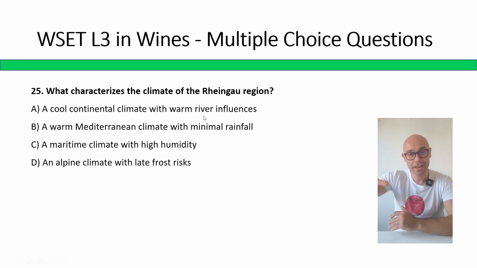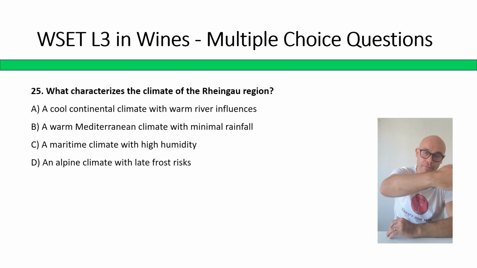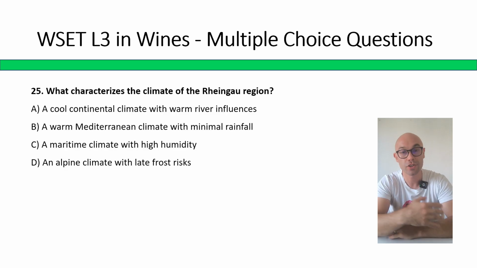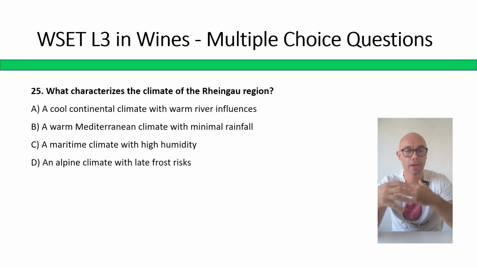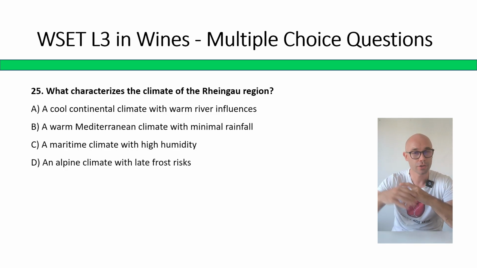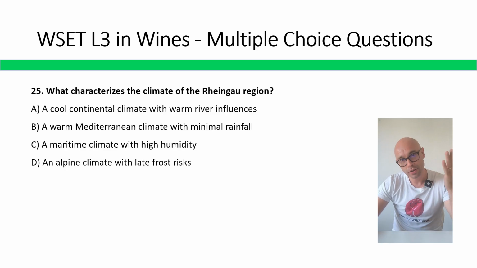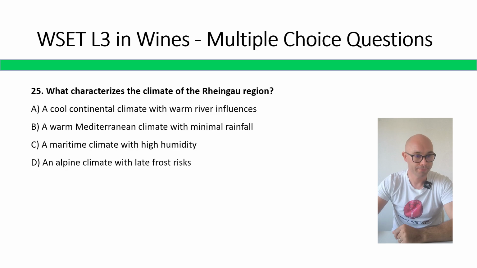So the river Rhine that is passing south of the Rheingau region is very wide and is producing slightly warmer temperatures in the Rheingau region. And also there's a protection in the north that is protecting from the cool winds that are coming from the north.